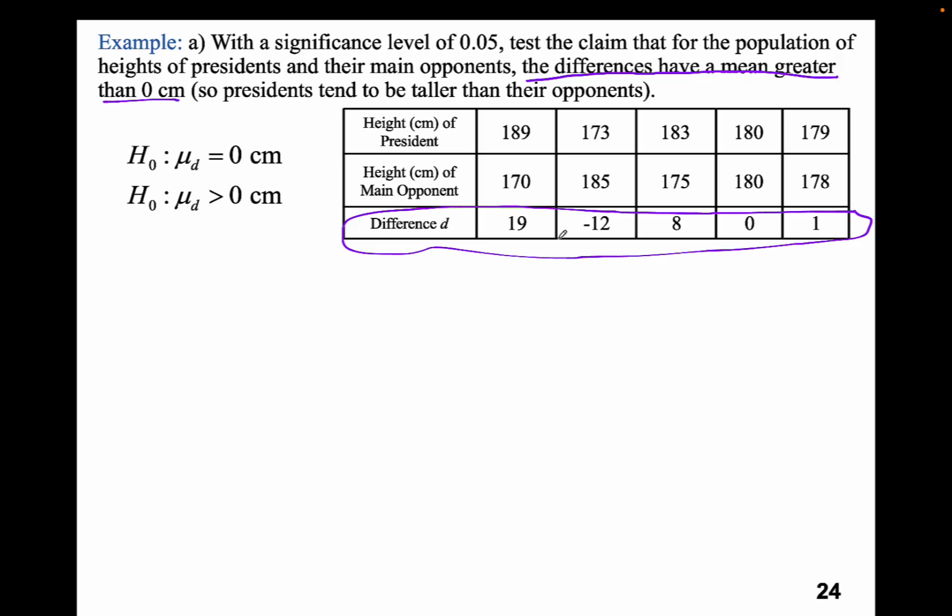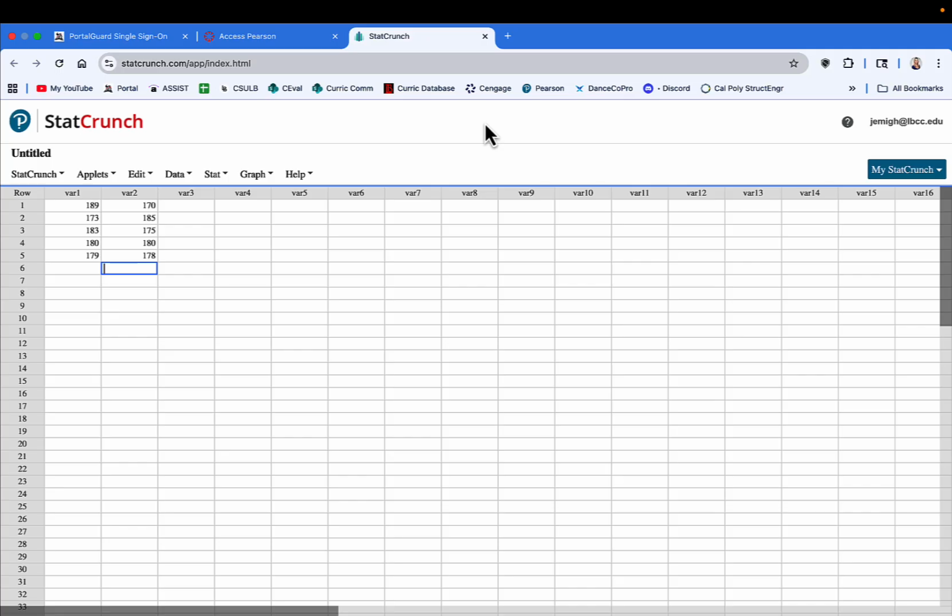Mu sub d. Don't forget that sub d. This is a little typo; this should be an A or a 1. And we're saying that we're testing the claim that the differences have a mean greater than 0. So the word greater right here is what gave us this inequality. And now we will take that information and run it through StatCrunch.